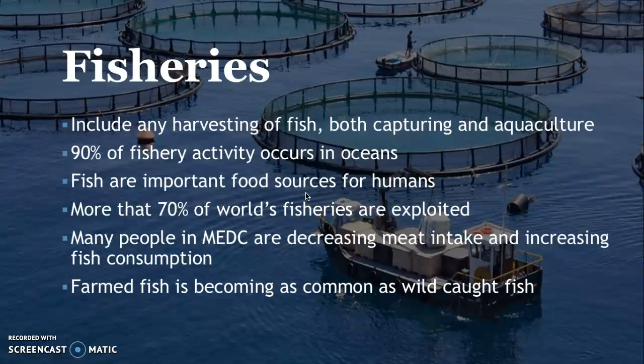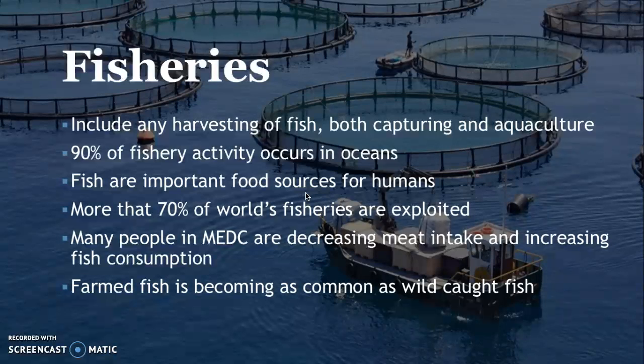So some facts that you should be aware of. It says that 90% of the fisheries occur in the oceans, so there's a lot of consumption of ocean fish, as well as there's big populations, and people want to target those big populations for profit as well. 70% of the world's fisheries are exploited. That means they're being fished or being used. The MEDCs, so those are the more economically developed countries, are increasing their intake of fish for health reasons, like omega-3s, and doctors are recommending it for heart health and other types of health, and that we cut back our red meat consumption like beef. So people are starting to consume more fish.